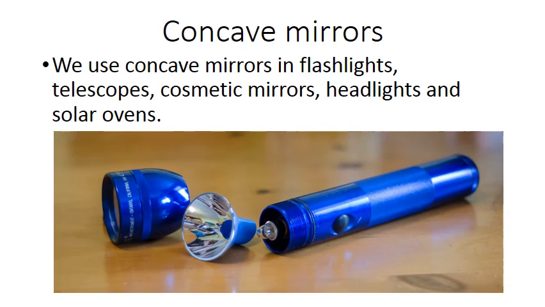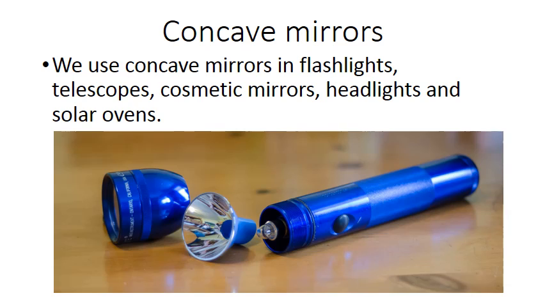Some examples of where we use concave mirrors in society are in flashlights, telescopes, cosmetic mirrors, headlights, solar ovens. Basically anywhere where you want to focus the beam or focus the light into a certain spot. So in this flashlight, for example, that I took apart, the light bulb is right at the focal point. So when the light reflects off the mirror surface of the concave mirror, it'll all go straight out of the flashlight.